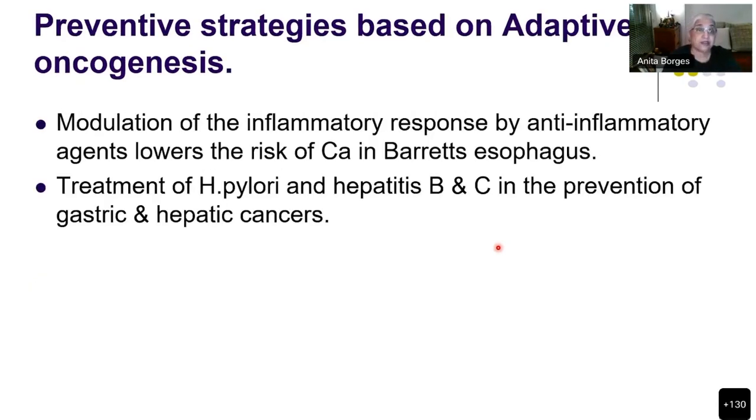You give anti-inflammatory agents to patients who are at risk for Barrett's esophagus, and you find that you lessen the number of cancers that occur in Barrett's esophagus. And what have you done? All that you have done is stop the inflammation. Therefore, you're stopping the repair, regeneration process. Similarly, you treat hepatitis B, C, or H. pylori, and you prevent gastric and hepatic cancers.